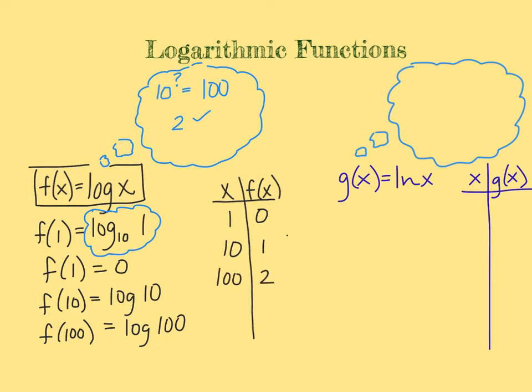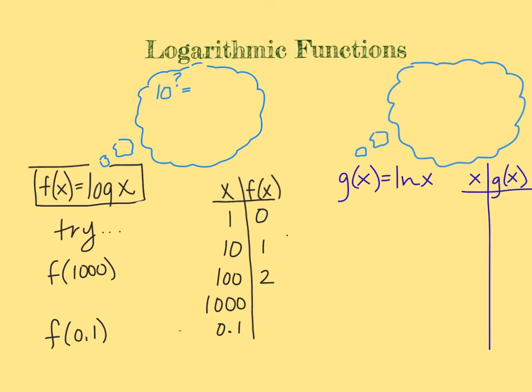I'm going to have you try 2 on your own. I want you to try plugging in 1,000 into our function, and then plugging in 0.1. Pause, try that, and then click to see what the answers are.